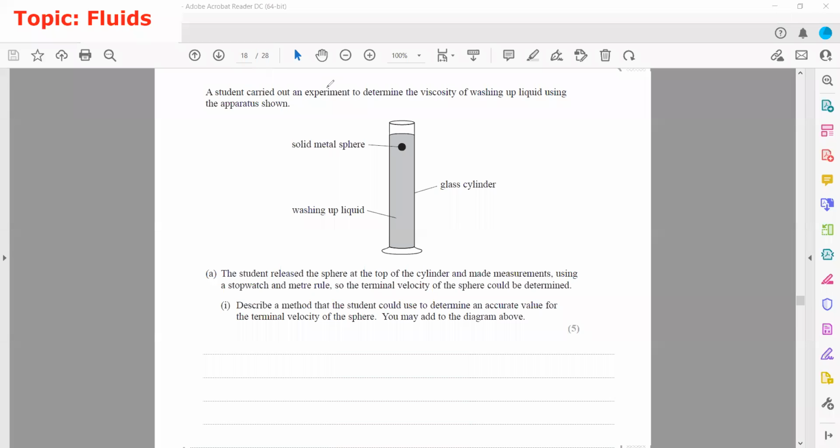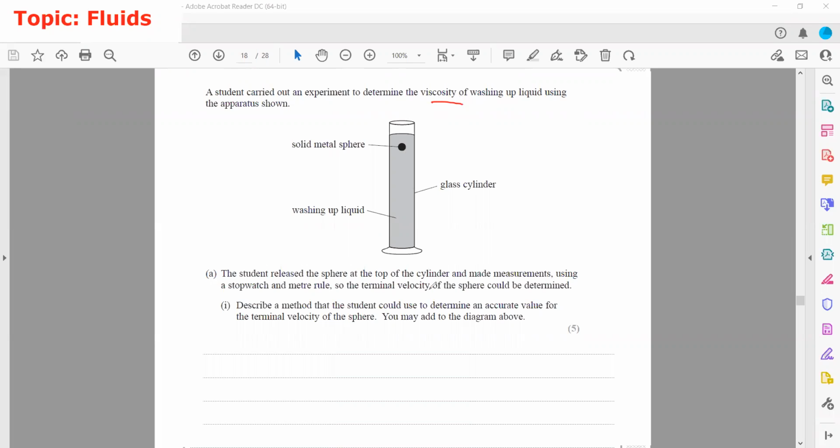So this question is related to fluids and viscosity. The student carried out an experiment to determine the viscosity of washing up liquid using the apparatus. So there is a solid metal sphere, a cylindrical glass, and washing up liquid. A student released a sphere from the top and made measurements using a stopwatch and a meter rule. So the terminal velocity of a sphere could be determined.